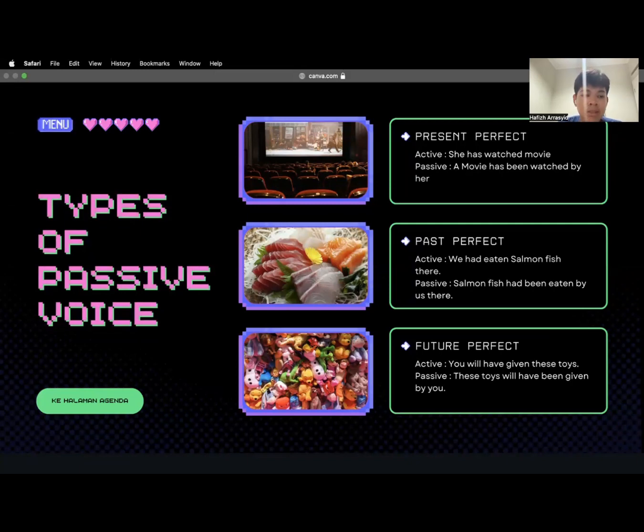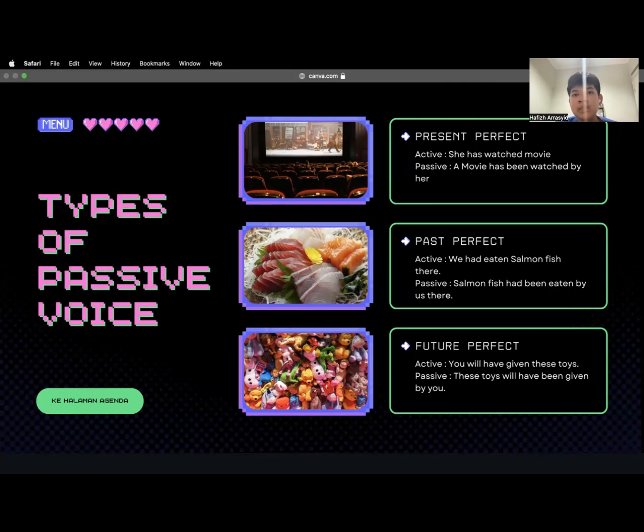Past perfect tense example, for the active voice, we had eaten salmon fish there, sorry. For the passive example, salmon fish had been eaten by us there. Next, for the future perfect example, for the active voice, you will have given these toys. And for the passive voice, these toys will have been given by you.